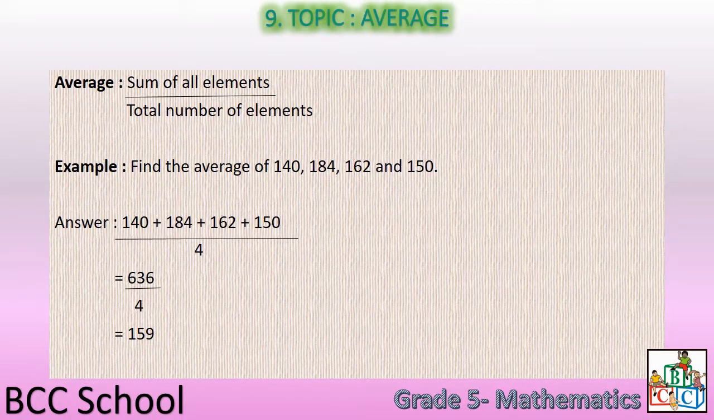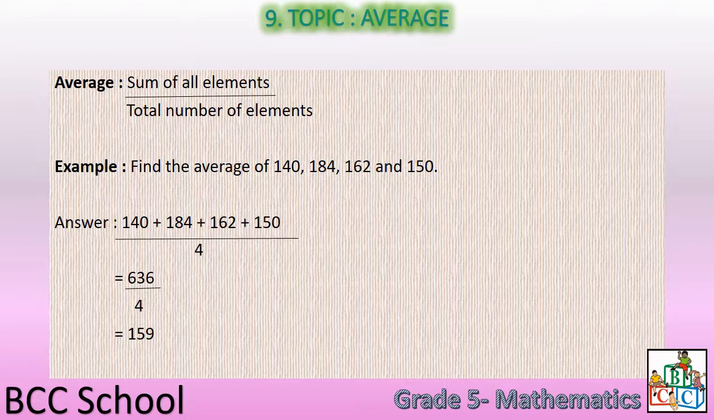Topic 9. Average. In order to find the average, we must first add all the elements, and then we take the sum of all elements and divide it by the total number of elements. Let us see an example. Example. Find the average of 140, 184, 162 and 150. The answer is, first we must do addition.